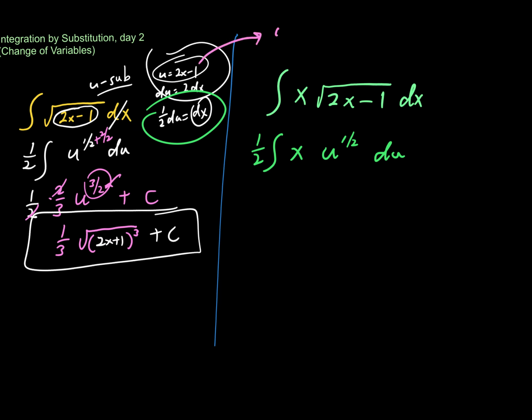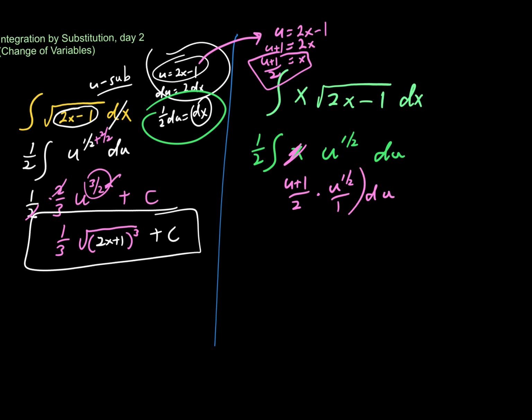So remember what we said. We said that our u value is 2x minus 1. Remember our goal here: our goal is to substitute all x's and dx's with u's and du's. We can do that. Just solve for x. We know that x is equal to u plus 1 divided by 2. So what if we just call it this? u plus 1 over 2 times u to the 1/2 over 1, as I'm going to multiply these. And I'm allowed to do that.